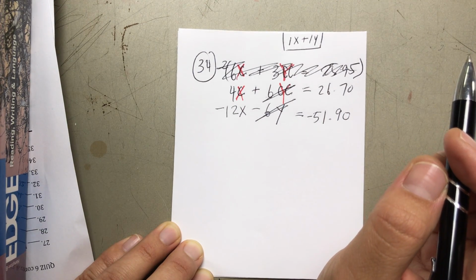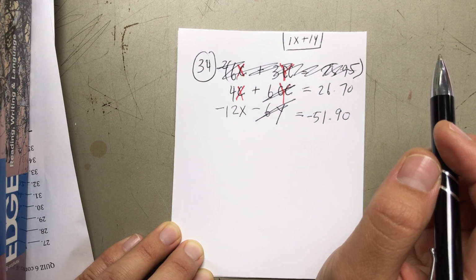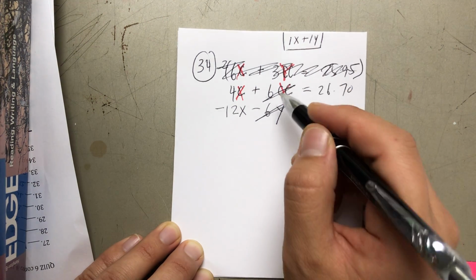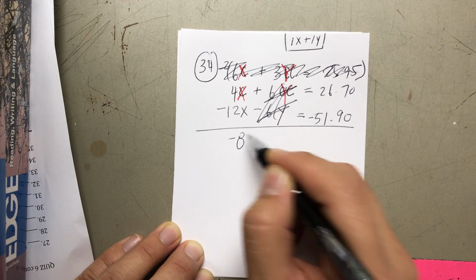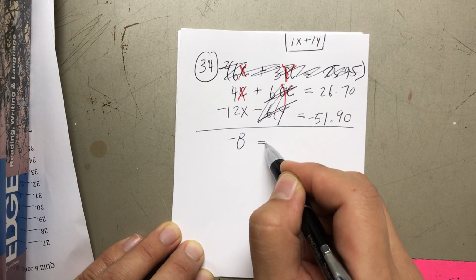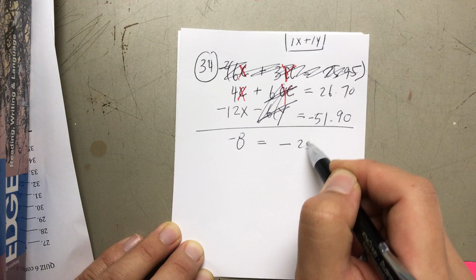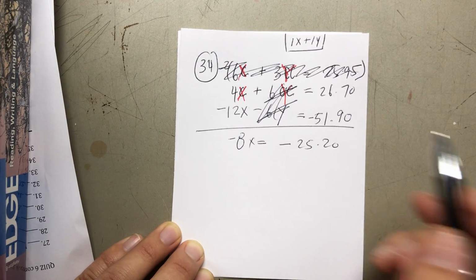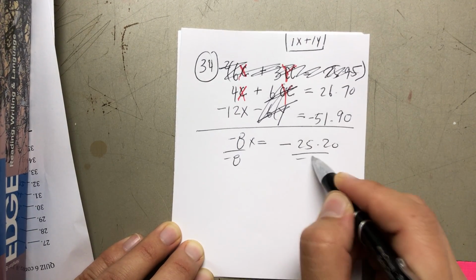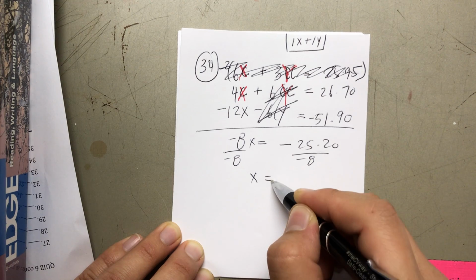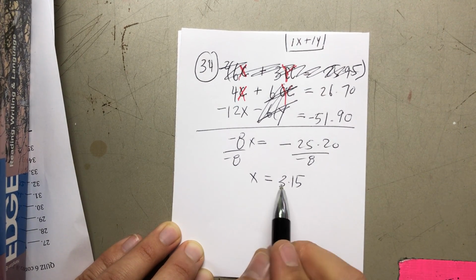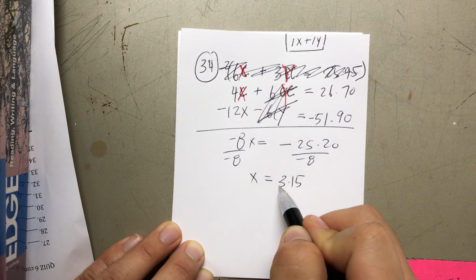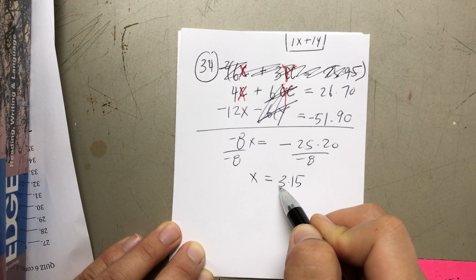Okay, so what you'll get there is that these are going to cross out, and then here you're going to get -8x equals -25.2. So divide out -8, divide out -8, x will equal, and it'll become positive $3.15. So we know that it's going to be $3.15 for 1, okay?